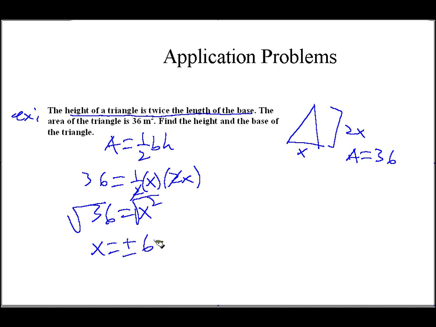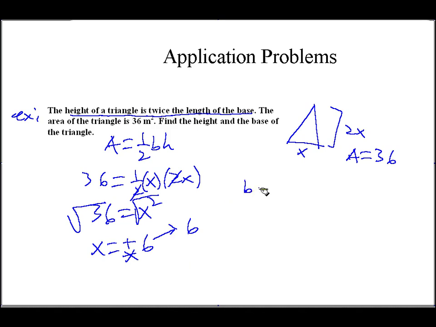But I want you to observe something here. x is plus or minus 6, but x is the base of a triangle. The measure of a side of a triangle cannot be negative. Can we see that? Therefore, the negative answer is not valid here. So the answer is just 6.